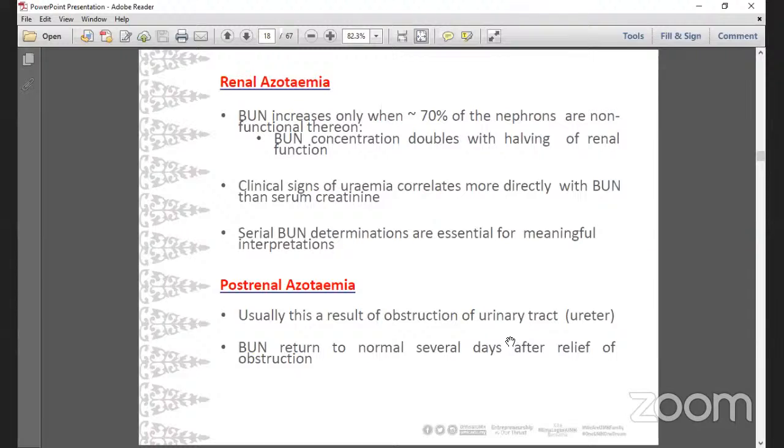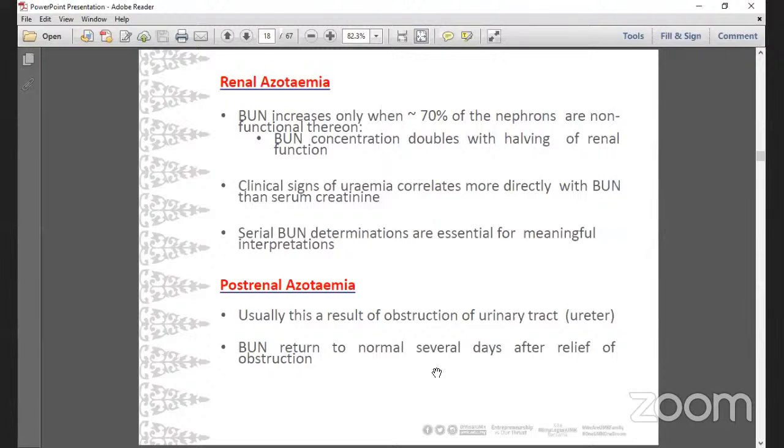From the word post-renal azotemia, we know it's related to obstruction of the urinary tract. For example, it's obstructed by the presence of urolithiasis. Ururoliths, for example, are struvite, calcium phosphate, calcium carbonate, etc. And so the PUN will return to normal several days after release of the obstruction.